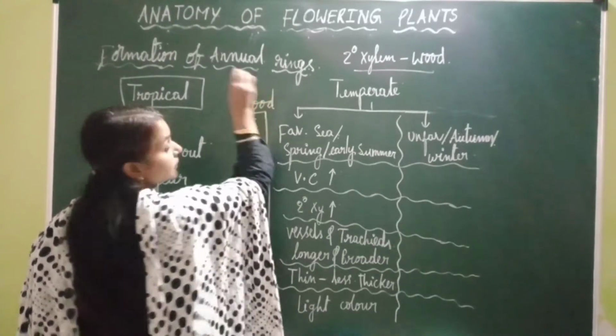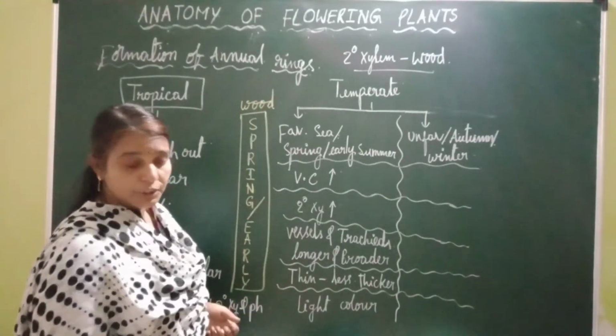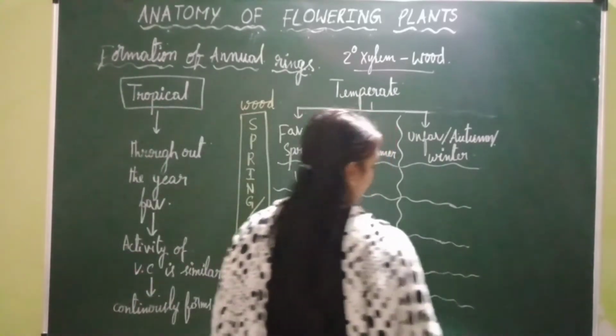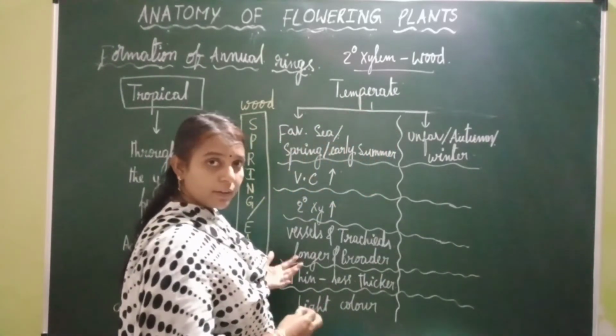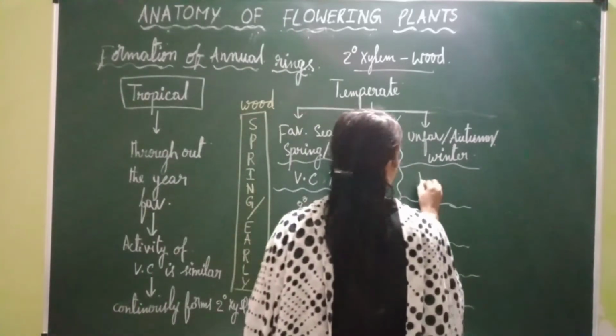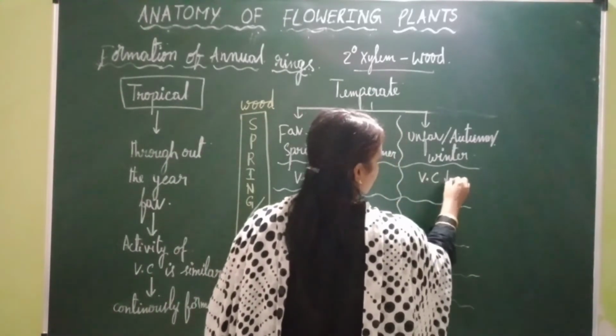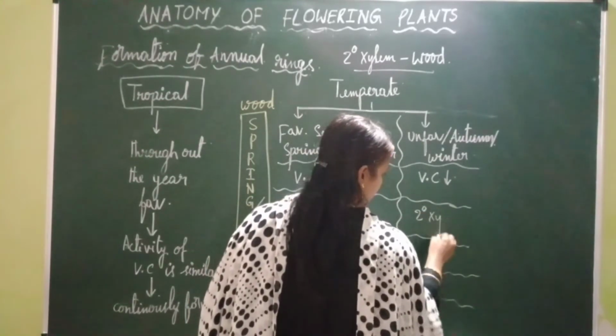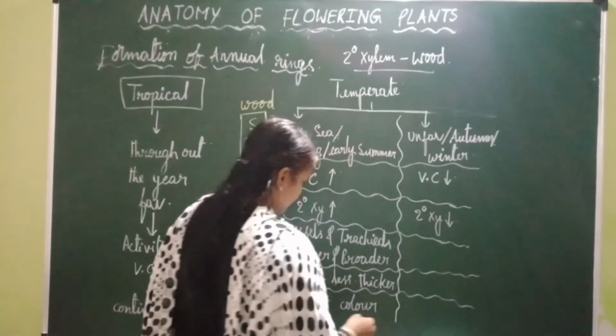Early wood. Right. Now let's study the unfavorable conditions. What happens during unfavorable conditions? During the unfavorable season, the vascular cambium present in these plants is less active, and hence the amount of secondary xylem which is produced towards the inner side is less, right?